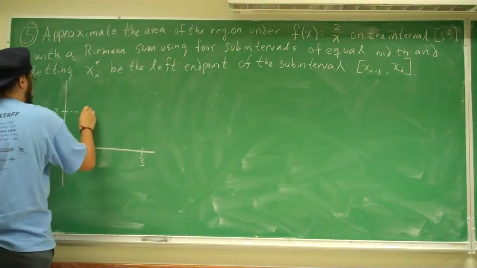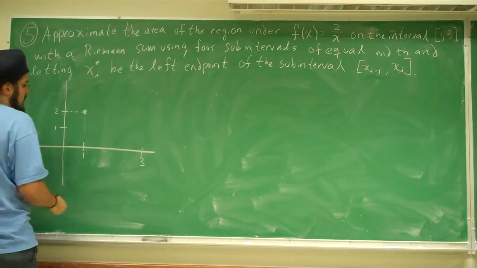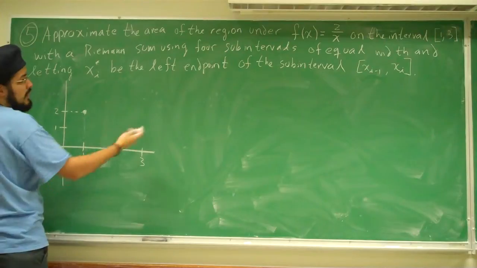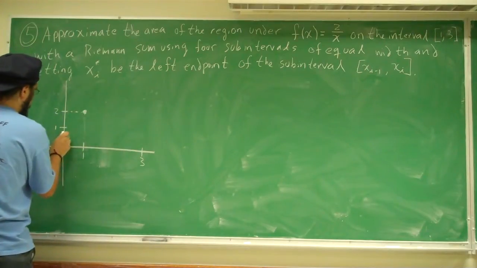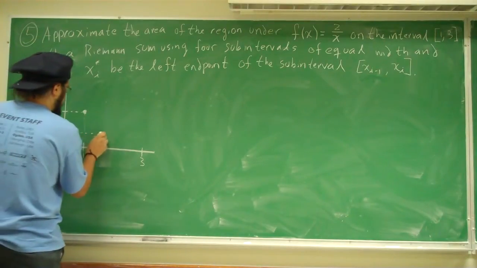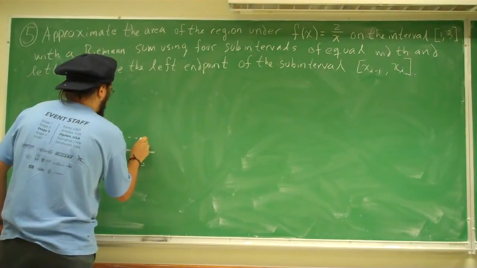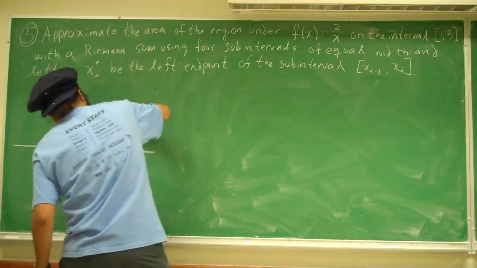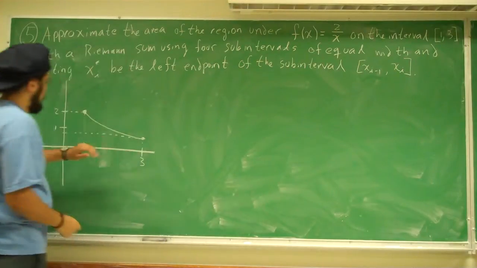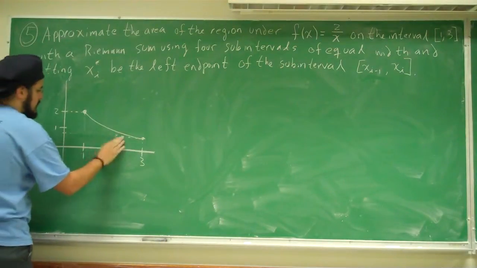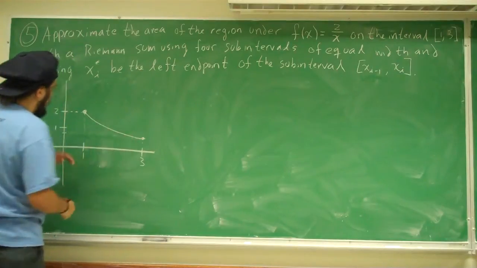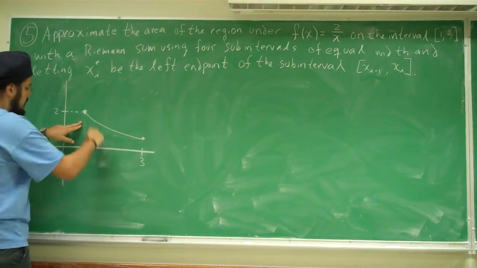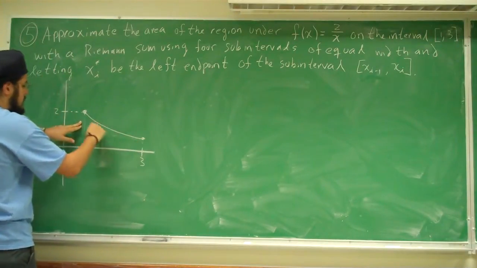So here's my starting point. And if you plug in 3 for x, you get 2/3. So it's something about here. So we get something that looks like this. Something like that. Okay. So that's what we get. Now what we want to find is the area under here. So we want to find all this area.